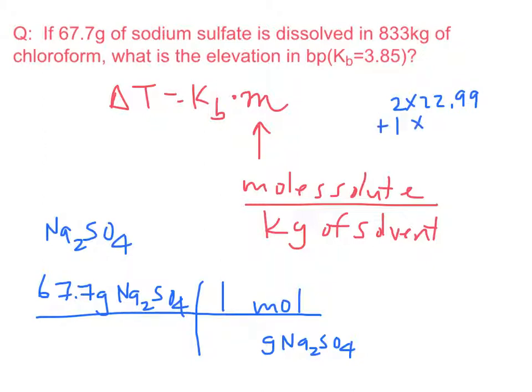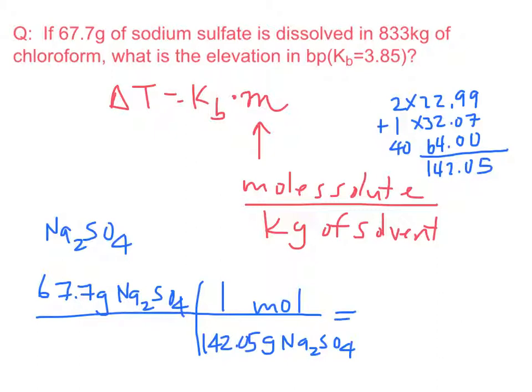plus 1 sulfur plus 4 oxygens, which is going to be 64 total. So when we add all of these up, I get a molar mass of 142.05. So that's the number going down here. So when I do this out, it looks like the number of moles we have is 0.4765927.